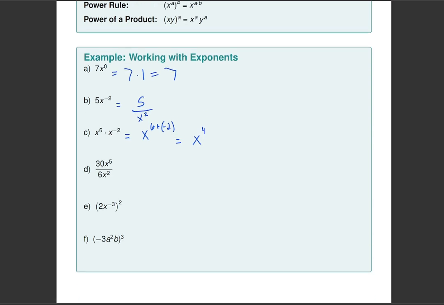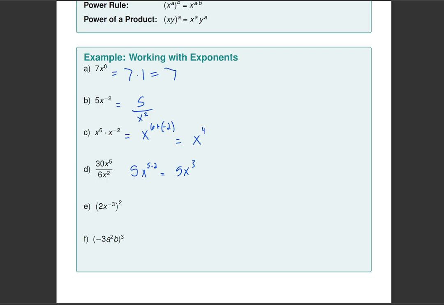With our next example, we have a quotient rule. We have division here. So we have 30x to the 5 over 6x squared. Now, the 30 over 6 can be broken off, and 30 over 6 reduces to 5. And then we have x to the 5 over x squared, and those two have the same base, so we can take x to the 5 minus 2. And so that becomes 5x cubed.